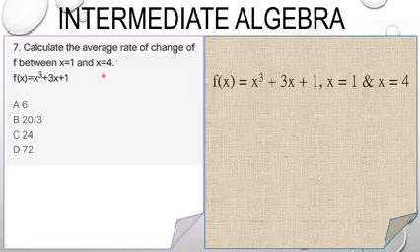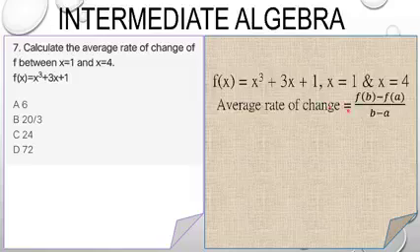Medyo pinadali ng konti here. So, our function again is x cubed plus 3x plus 1, where x is equal to 1 and x is equal to 4. Take note that to find the average rate of change, kukunin natin yung quotient of the difference of f of b and f of a, and we have also the difference of b and a. Okay, so f of b minus f of a over b minus a. Na kung saan yung b natin here is the value of your x na pinakamataas. Okay, in this case, we have 4. At yung a naman natin is the value of your minimum interval, which is your 1.